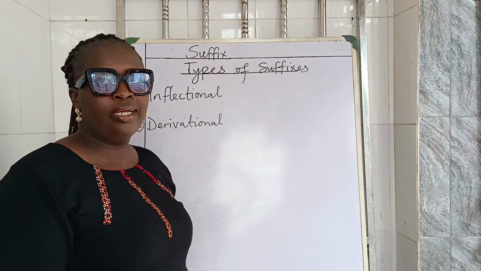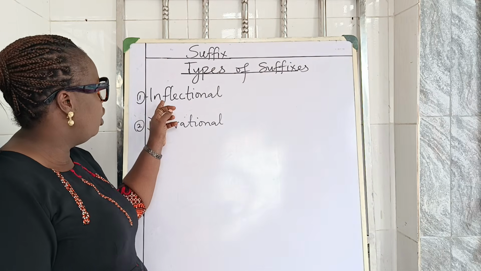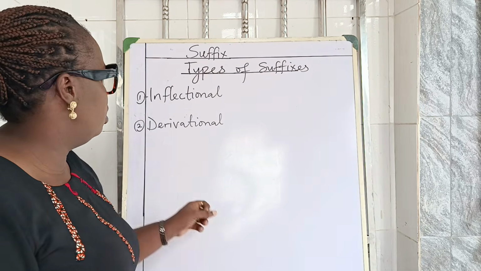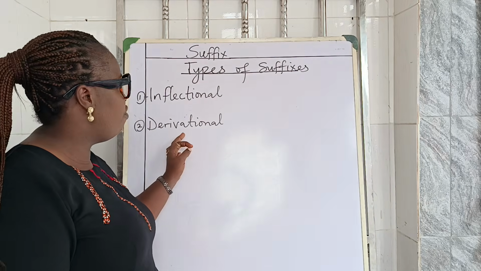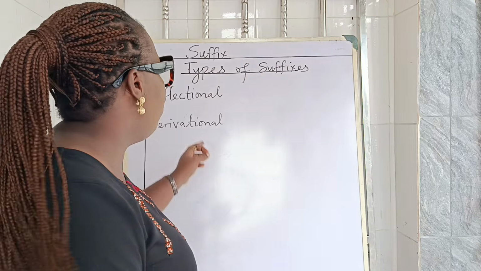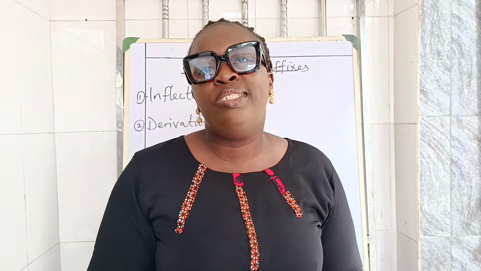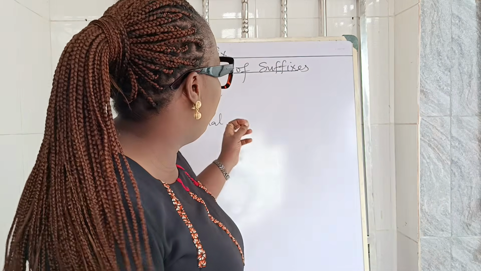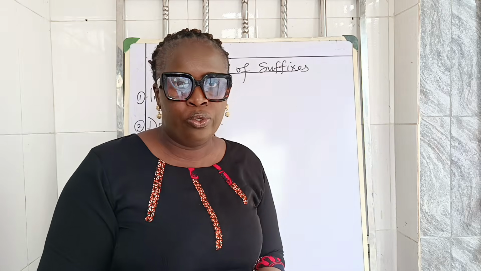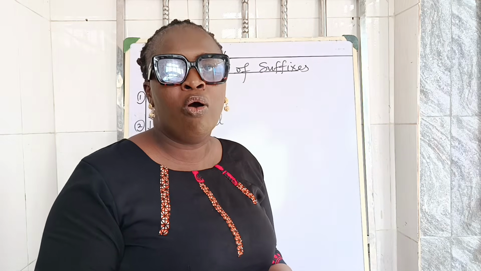Now, let's look at the types of suffixes. Number 1 is inflectional suffix. And number 2, we have derivational suffix. When we talk about inflectional suffix, it talks about changing the tense or number of that particular root word. What does the suffix do to it? It will change the number or the tense.